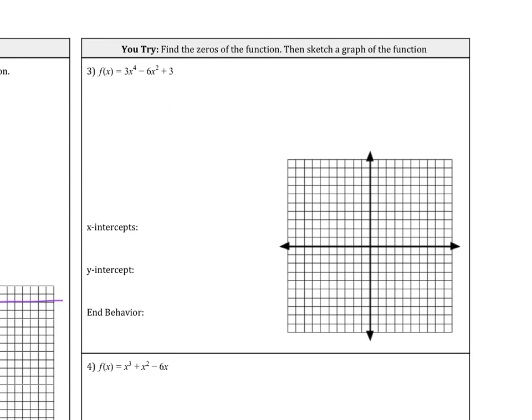So try out number 3 and number 4. You want to factor it first, and then find the x-intercepts, and then the y-intercept, and then look at the end behavior to help finish your graph.